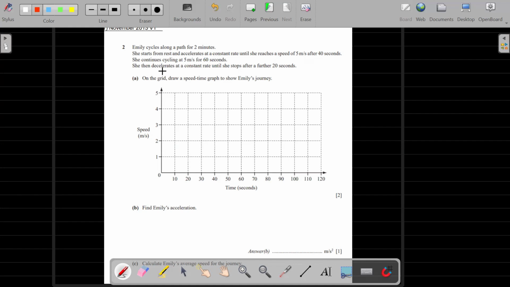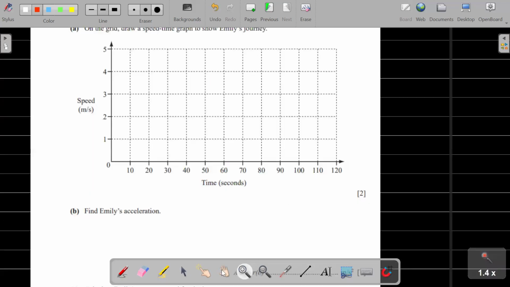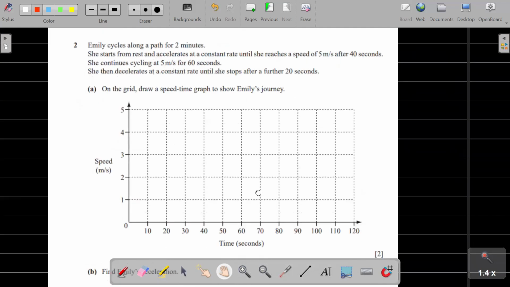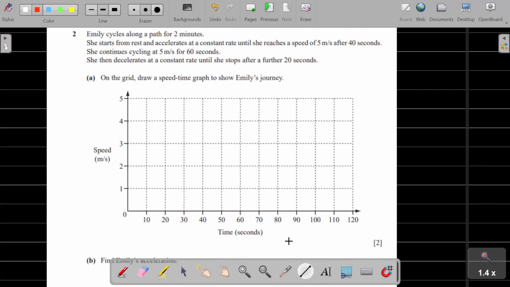So let's solve that. I'm going to explain it to you over here. It says that basically we have to draw our graph. How are we going to do that? Are you able to see or should I expand this a bit more? Is it fine now? Yes, miss. Our first part is to draw the graph.